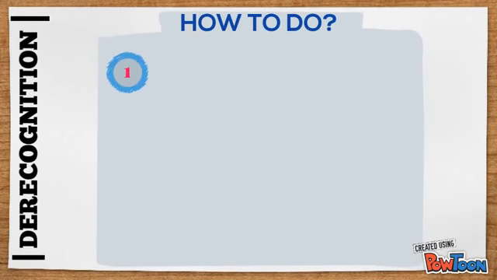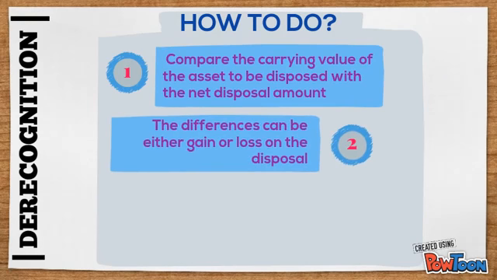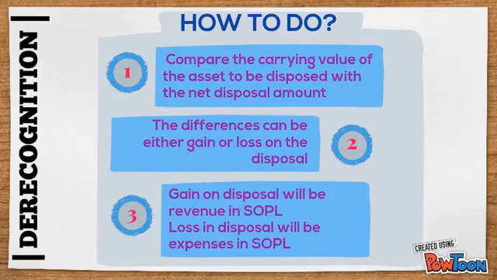First, compare the carrying value of the asset to be disposed of with the net disposal amount. Second, the difference can be either a gain or a loss on the disposal. Third, a gain on disposal will be revenue in the SOPL. A loss on disposal will be an expense in the SOPL.